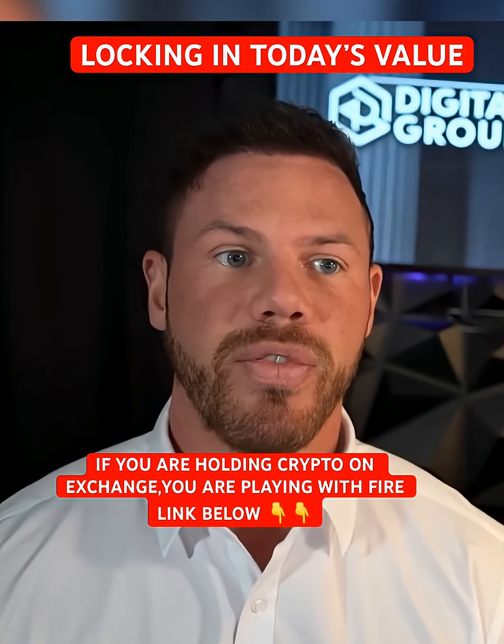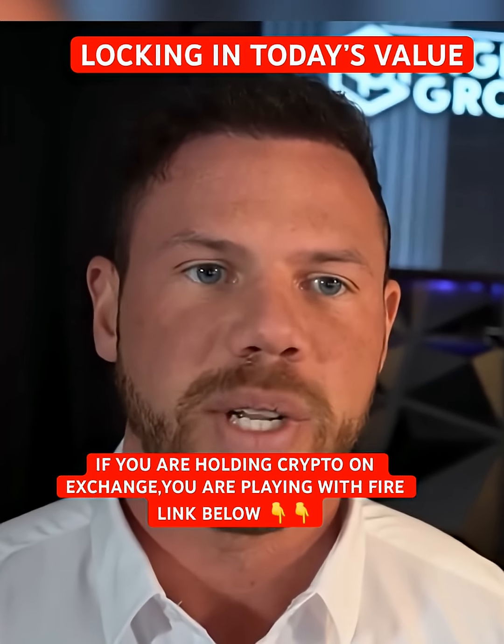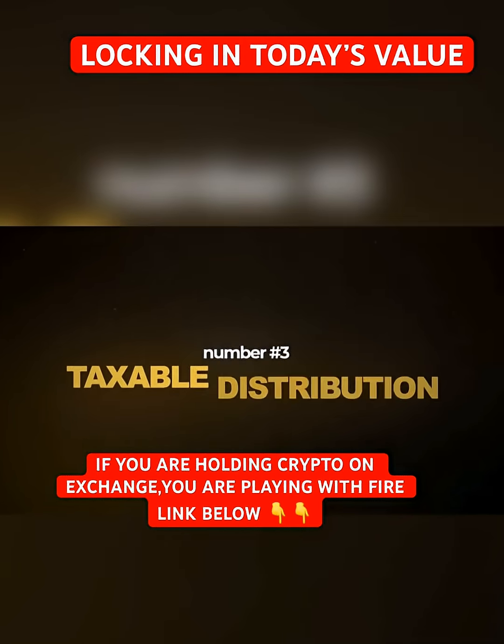Not the original amount, the full amount. Even after the decades of growth, and that all could be wiped out just because you didn't do it right up front.